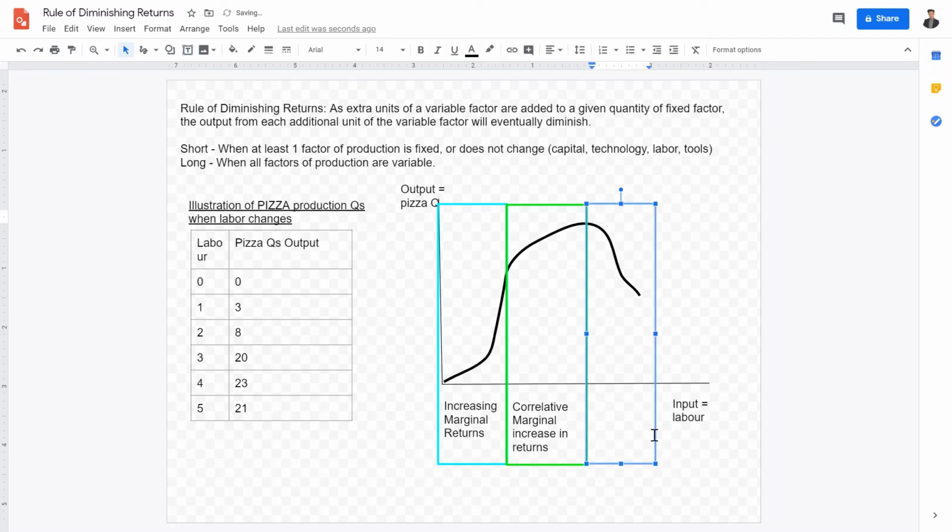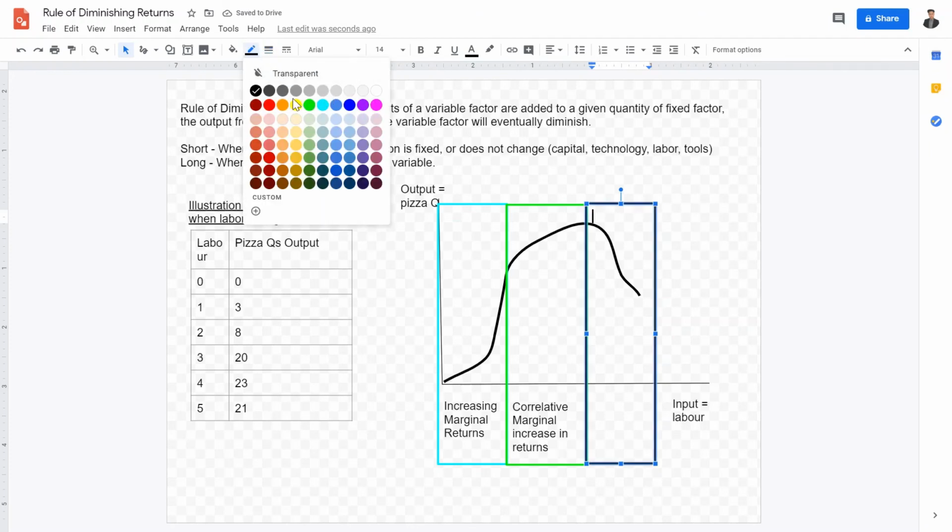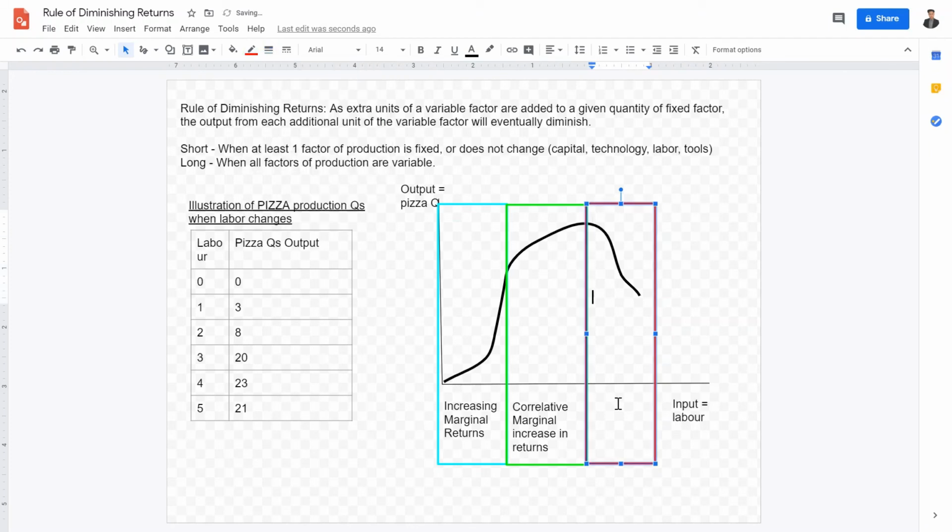returns. What are diminishing marginal returns? Diminishing marginal returns are when additional variable input that you put in actually harms your existing output, actually decreases your existing output. So this is what we call negative or diminishing marginal returns. So that's what we call diminishing marginal returns.